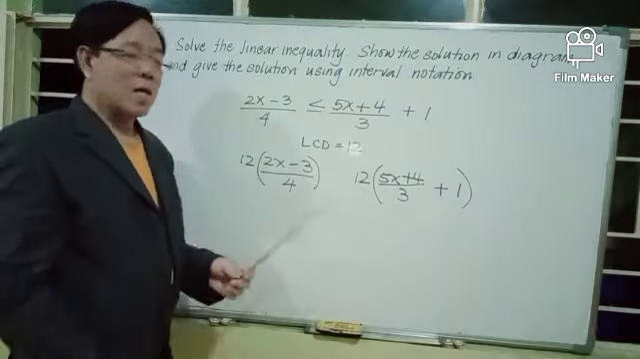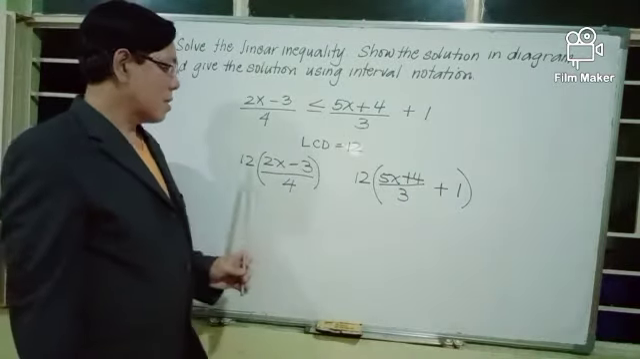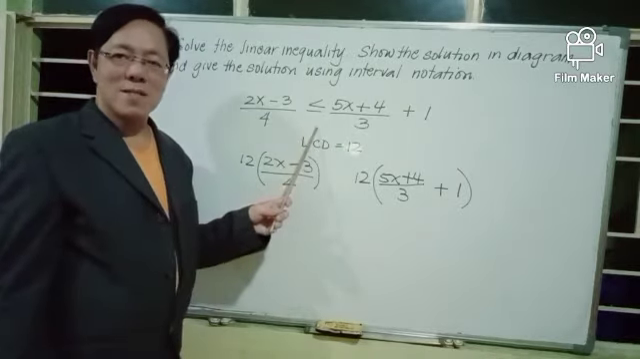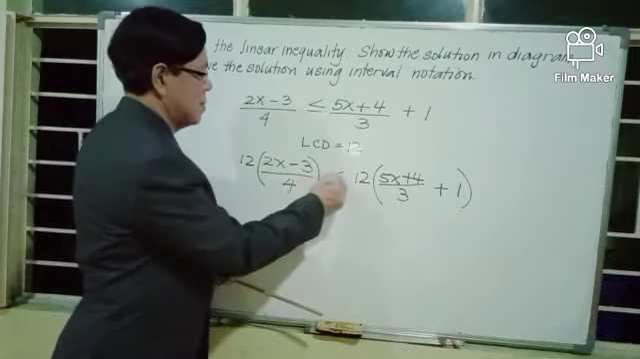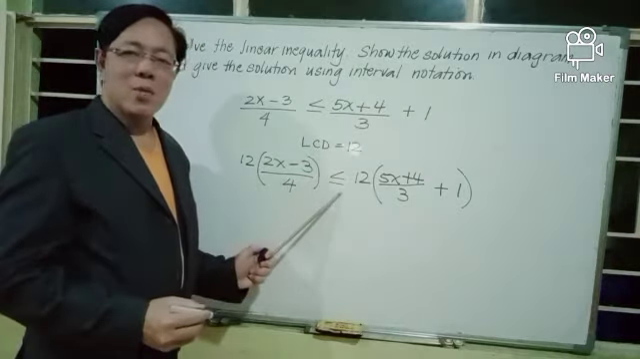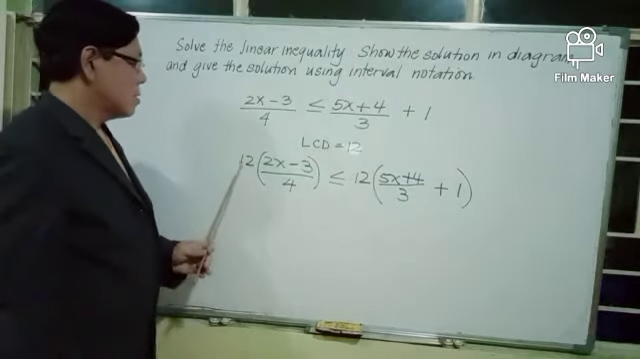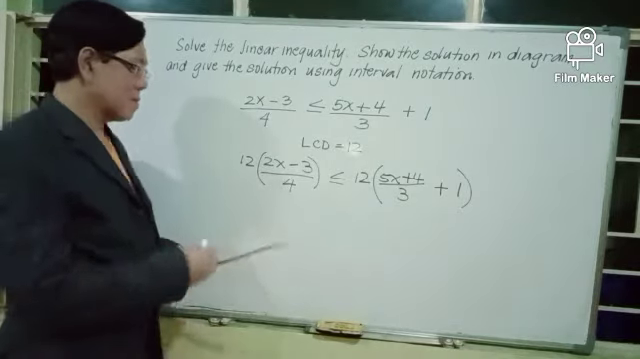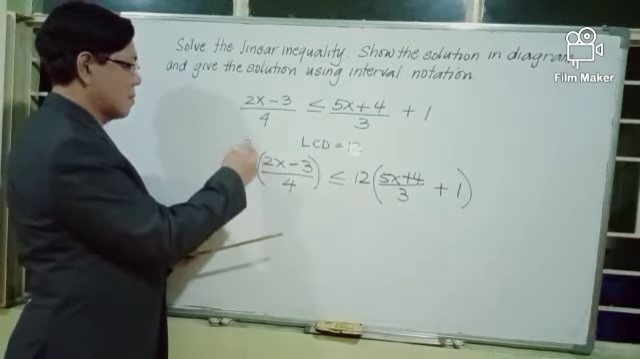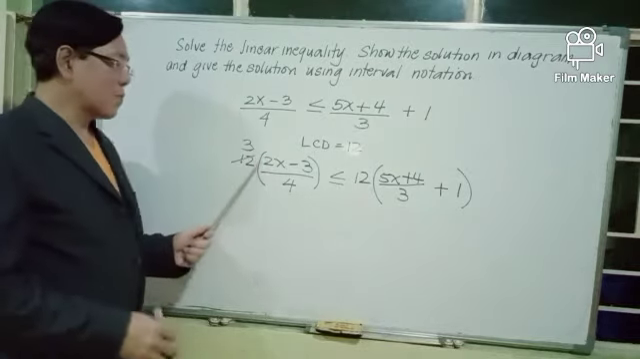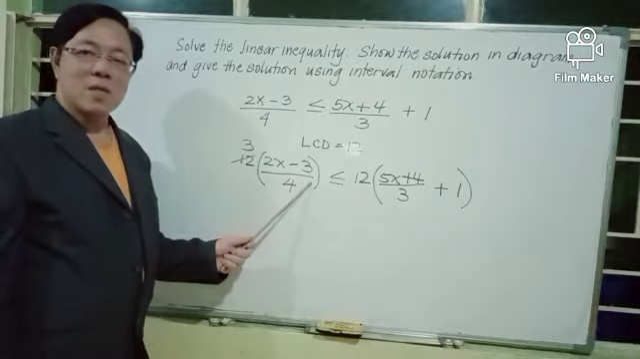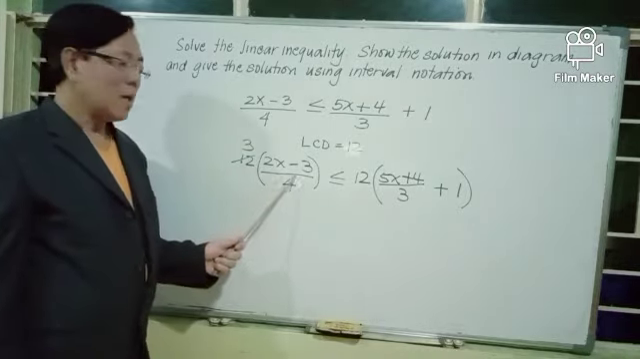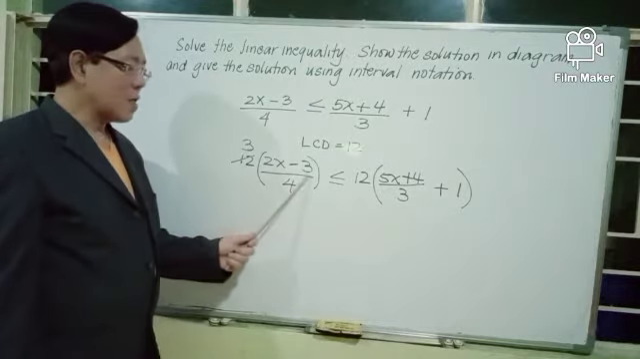Since we multiplied both sides by the same positive real number, the inequality sign remains the same. Less than or equal to. Now, 12 is divisible by 4. 12 divided by 4 is 3. And we remove the grouping symbols by using the property of multiplication over addition or subtraction. We multiply each term of this.